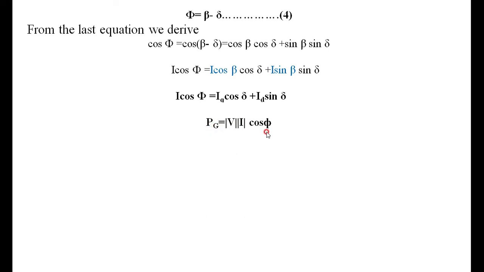Then I am interested in the active power, VI cos phi. What I have to do is, instead of I cos phi, I am putting this. What I want is VI cos phi. Therefore, in place of I cos phi, I am substituting this. Then what I am getting is V into bracket IQ cos delta plus ID sin delta.